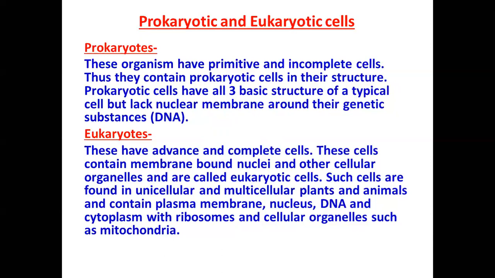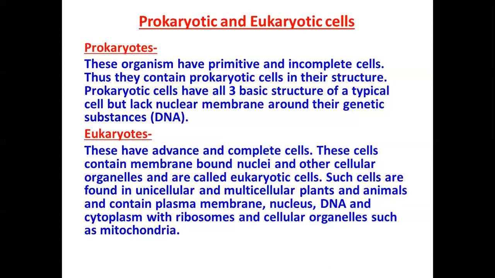Cellular organisms are again divided into the following two main types, that is prokaryotes and eukaryotes. This you have already studied a little bit in class 8th as well. So let's see what is prokaryotes. These organisms have primitive and incomplete cells. Thus, they contain prokaryotic cells in their body structure.